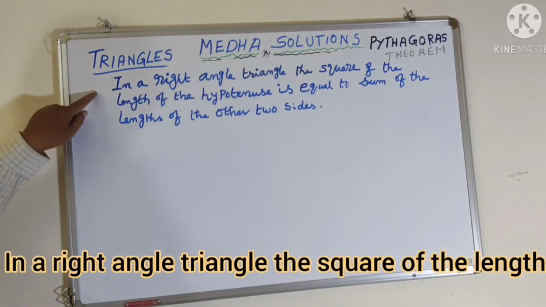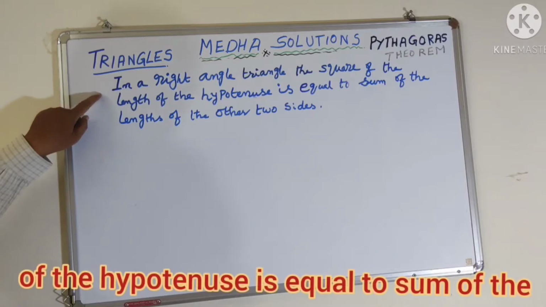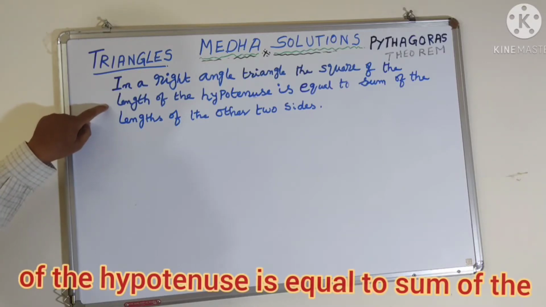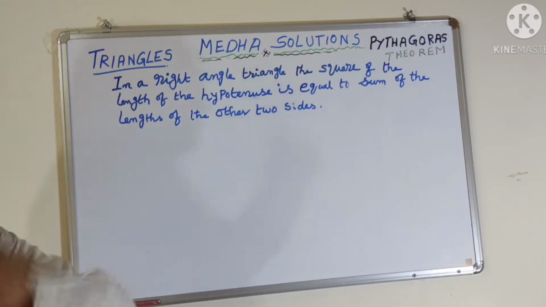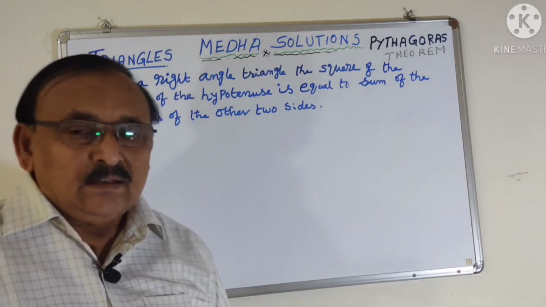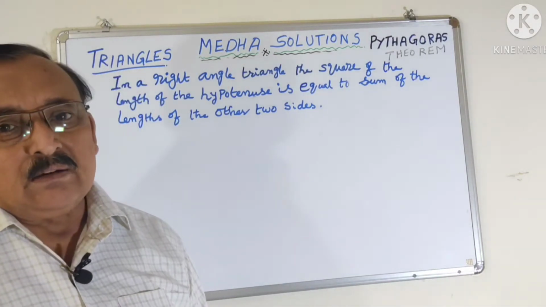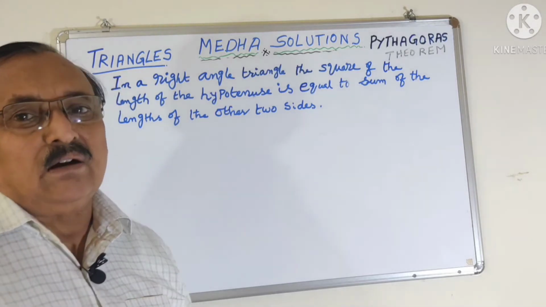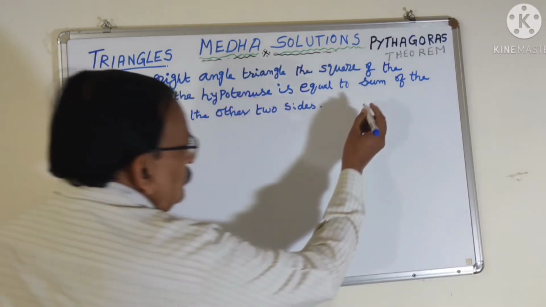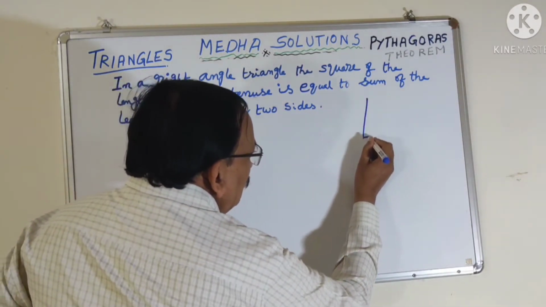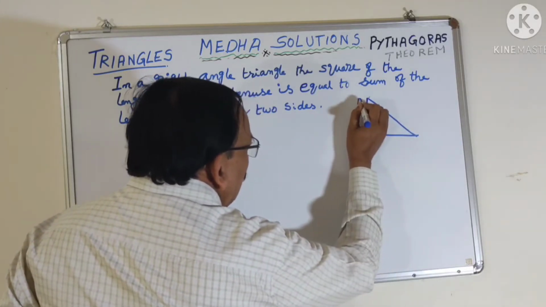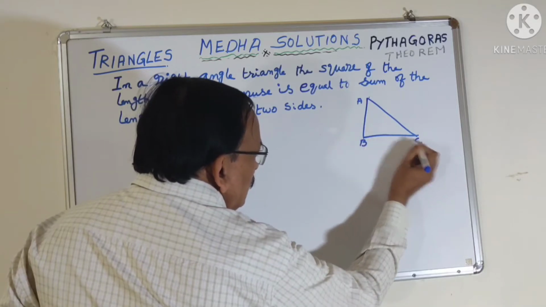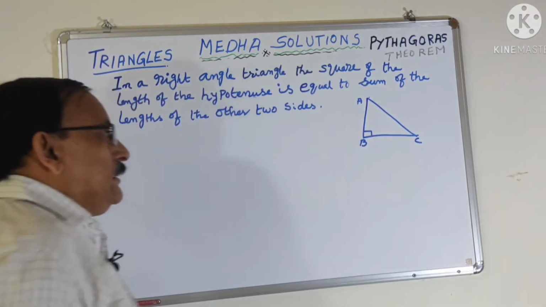In a right angle triangle, the square of the length of the hypotenuse is equal to the sum of the squares of the lengths of the other two sides. We know a right angle triangle has three sides: one is the hypotenuse, another is the base and another one is the altitude, like this. This is the right angle triangle ABC, and angle B is equal to 90.